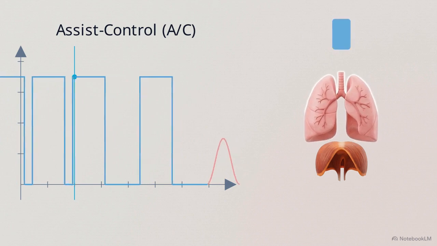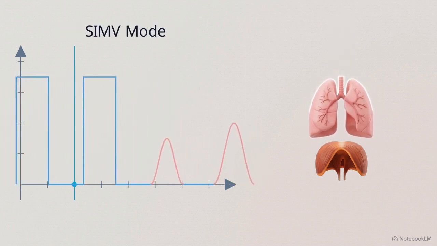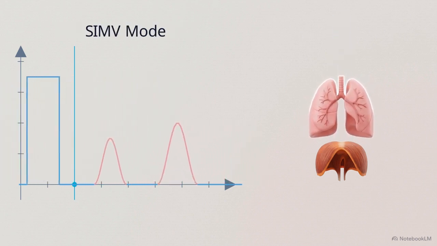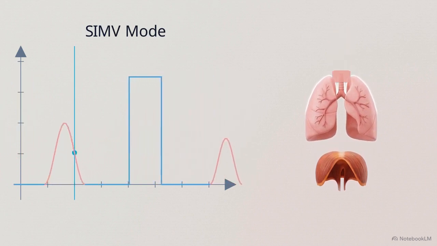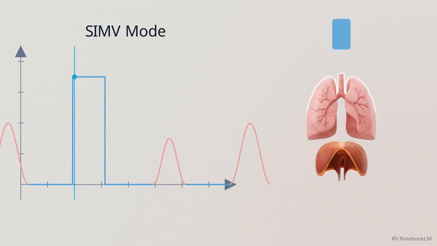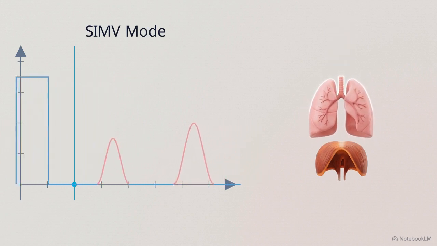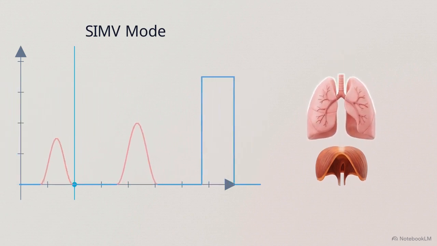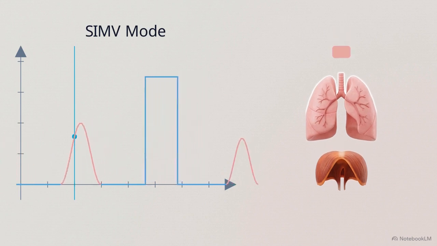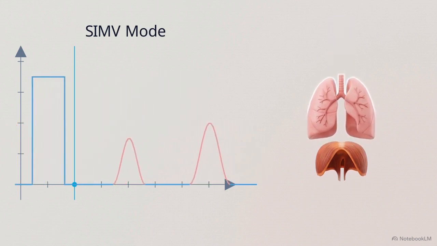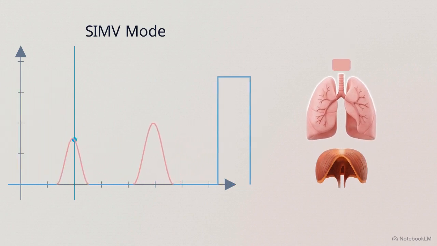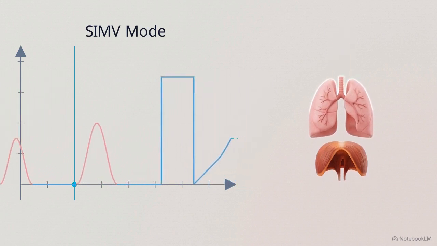The graph now transitions to SIMV, or Synchronized Intermittent Mandatory Ventilation. The identical mandatory machine breaths space out, creating gaps where smaller, uneven waves appear. This represents partial support. The machine guarantees a baseline set of mandatory breaths, but if the patient triggers a breath in between those cycles, they pull only their own unassisted tidal volume based on their muscular strength.